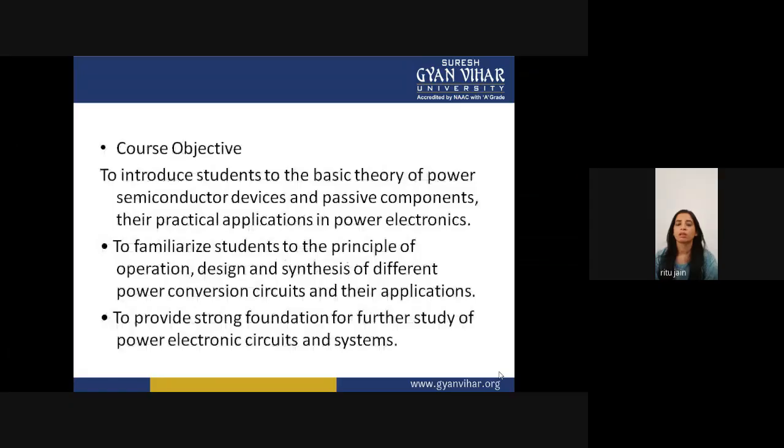Now, the course objective of this lecture is to introduce students to the basic theory of power semiconductor devices and passive components and their practical applications in power electronics, to familiarize students with the principle of operation, design and synthesis of different power conversion circuits and their applications, and to provide a strong foundation for further study of power electronic circuits and systems.